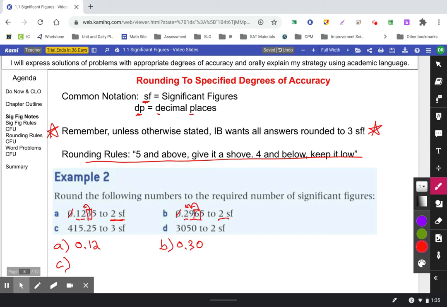Part C, we're going 415 and a quarter to 3 sig figs. So again, identify your first 3. 1, 2, 3. Our 2 becomes our rounding number. That 2, it's below 5, so we're going to keep that 5 low. We're just going to keep it the same. So this number just becomes 415 to 3 sig figs.